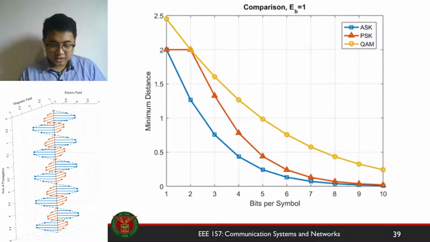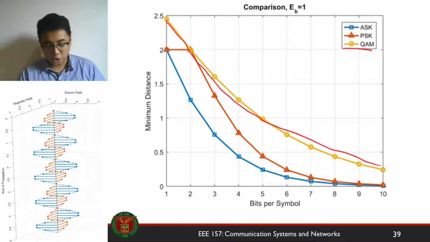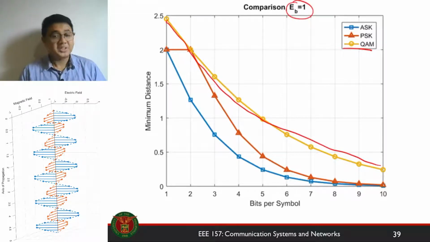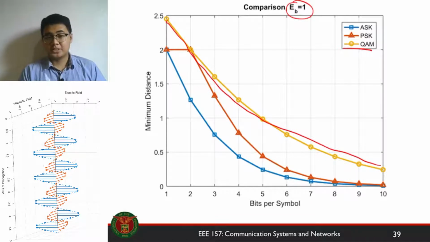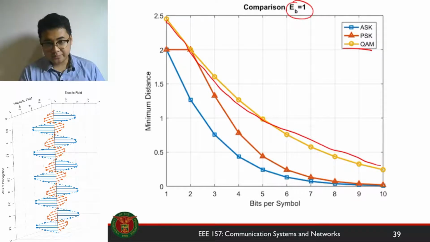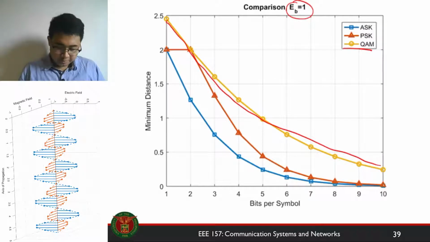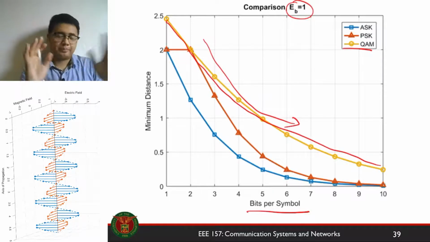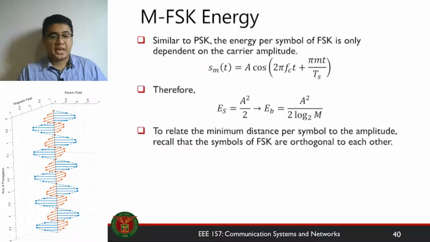The minimum distance is larger for QAM, as you can see here. For all cases, QAM performs better for a constant E sub B. Okay? What's the trade-off? It uses more computational complexity compared to PSK and ASK. Okay? So this graph can show you a lot of information. If you have a larger number of bits per symbol, then your minimum distance decreases, as is our prediction. Okay? So what about MFSK?